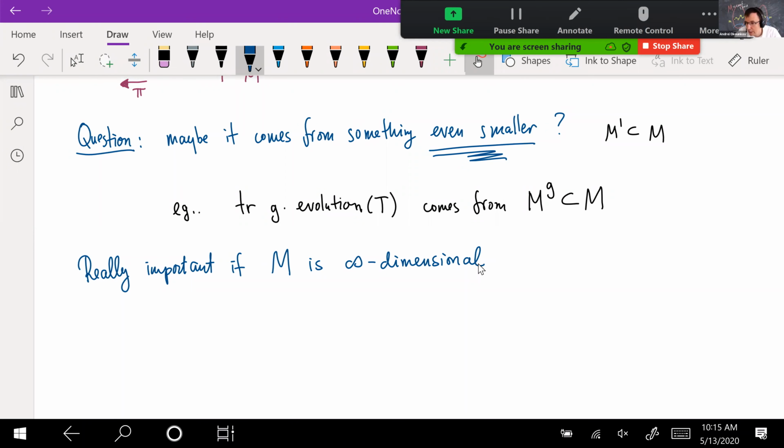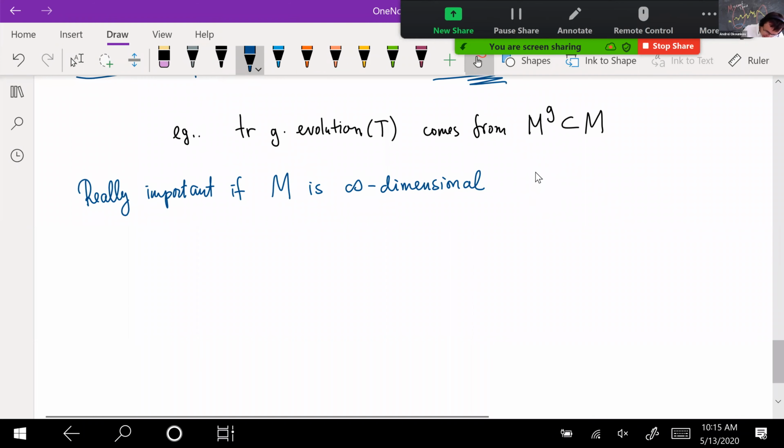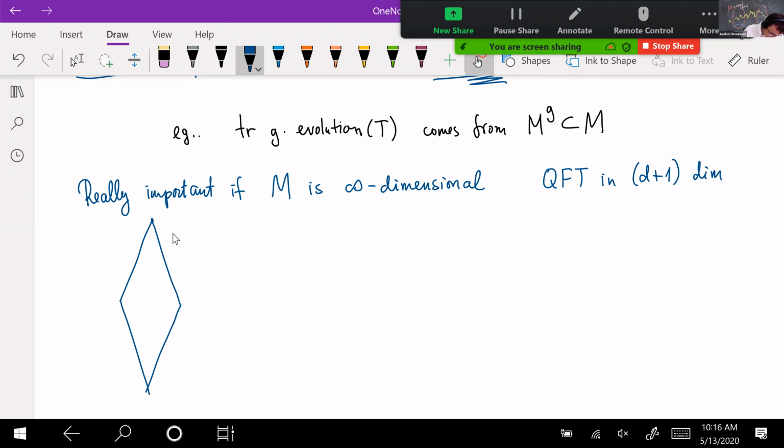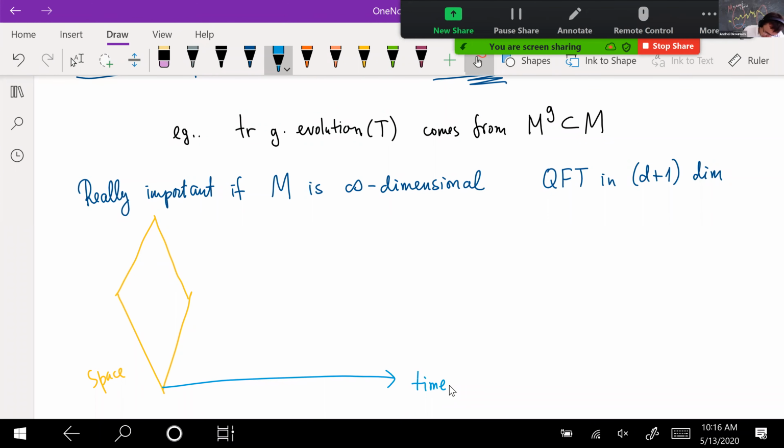In this lecture, we're not talking about problems that originate in quantum mechanics. Instead, we would like to talk about problems that originate in something like a quantum field theory in d plus one dimensions. Then you have some space, we have some time, and your manifold M is something like a space of fields. So this is like functions.